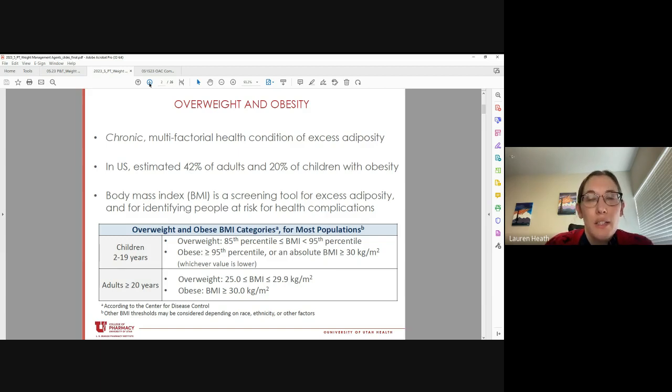Body mass index, abbreviated BMI, is a common population level tool to screen for excess body fat and to identify people at risk for weight-related adverse health complications. Refer to the table on this slide for classification of obesity and overweight by BMI for most populations. Next slide, please.